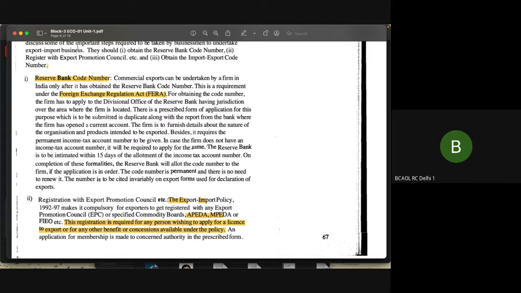So for that matter, you have to take a code number from the Reserve Bank. You need to get yourself registered with the Reserve Bank. Whether it's physical goods or software goods, whatever the nature of the goods is, you have to fill up a form in the Reserve Bank, give your PAN card, give your proper ID, and obtain a code number from the Reserve Bank that says you are a registered importer or exporter, and that the Reserve Bank acknowledges you.